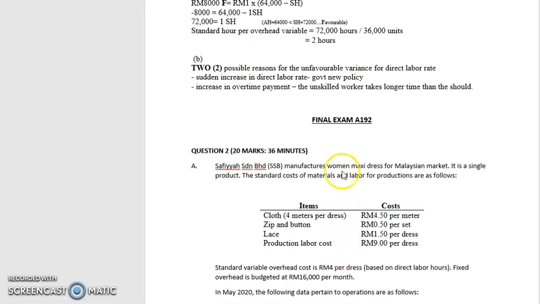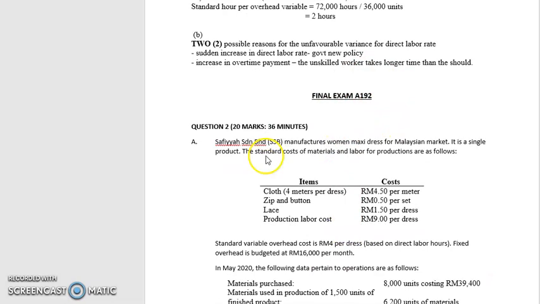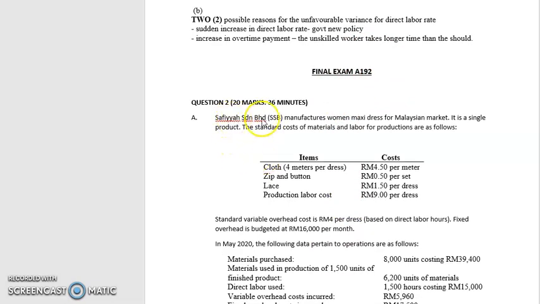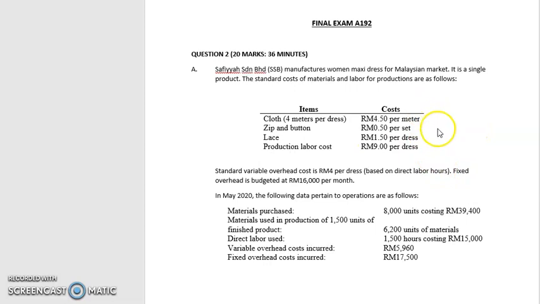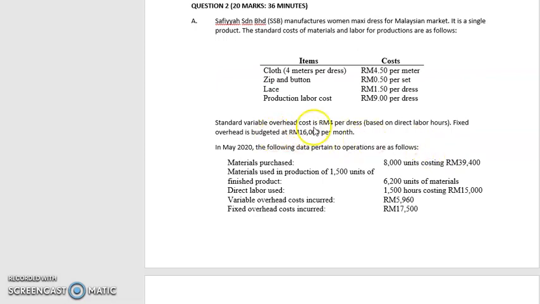Okay, for final exam 192, let's read the question. Safiya Sdn Bhd manufactures women's maxi dress for the Malaysian market. It is a single product. The standard cost of materials and labor for production are as follows. So this is the cloth, zip and button, lace, production labor cost. And the standard variable overhead cost is 4 ringgit per dress based on the labor hours. Fixed overhead is budgeted at 16,000 RM per month.